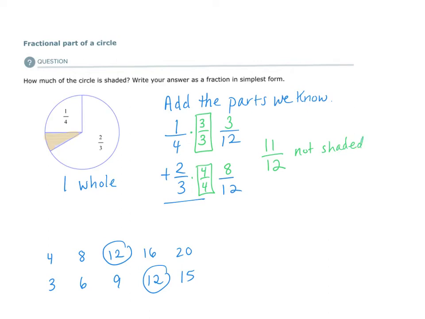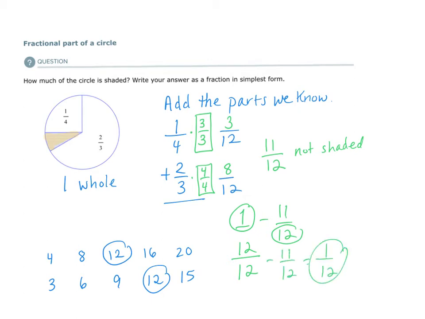So now we need to take away the 11/12 from 1, the 1 whole. What's nice about 1 is that you can make it into any denominator over itself, or under itself, excuse me. So because we already have a denominator 12, we just take this away. And we get 1/12 for our answer. So the shaded portion is 1/12 of the circle.